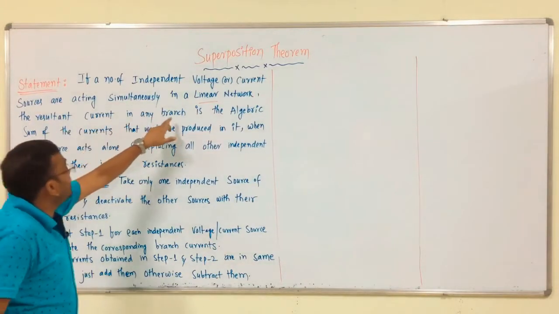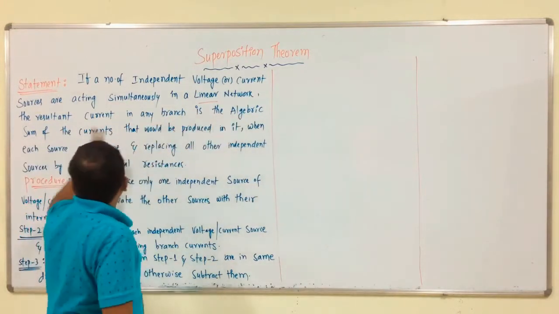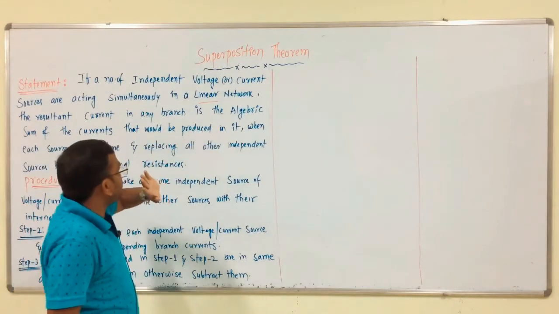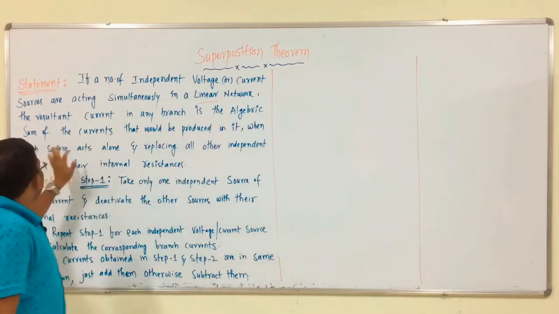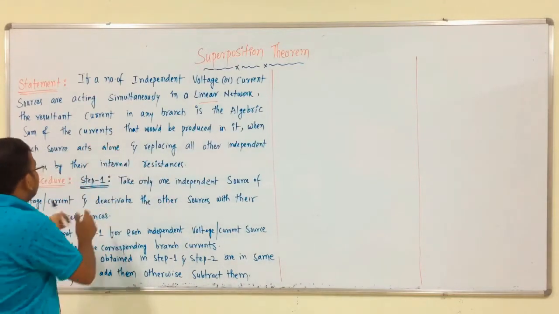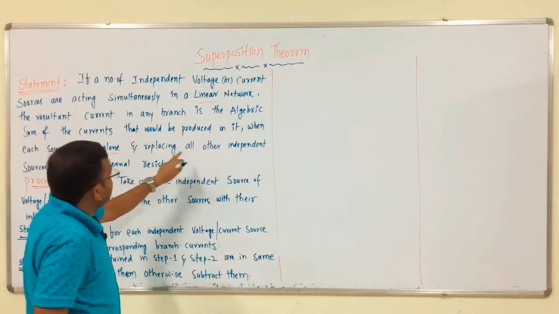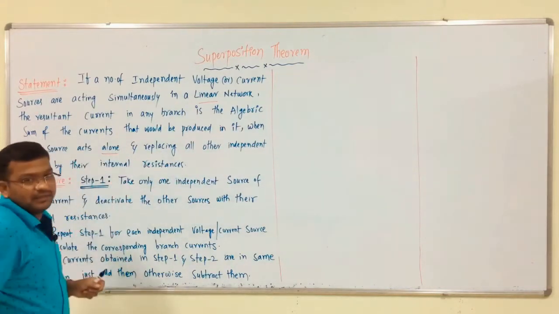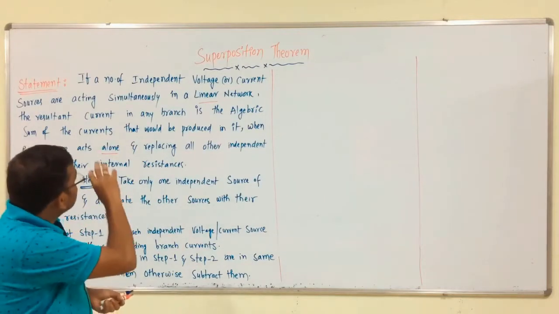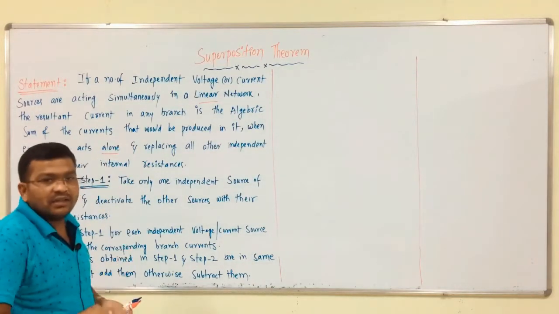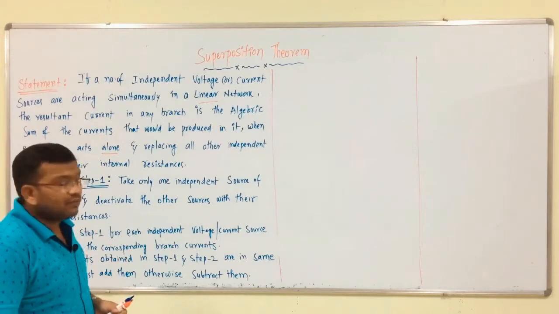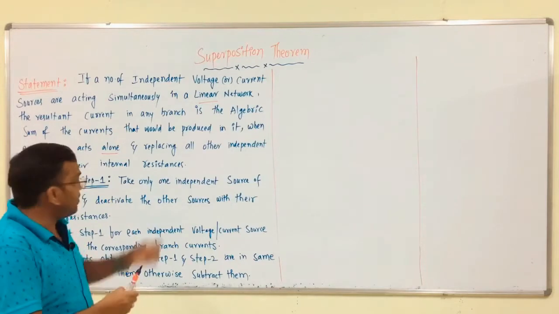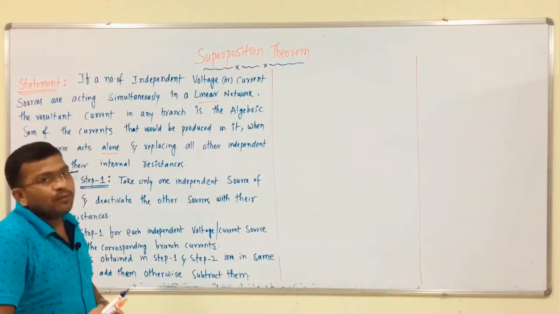the resultant current in any branch is the algebraic sum of the currents that would be produced in the circuit when each source acts alone and replacing all other independent sources by their internal resistances. So, if you read the statement like this, you will never understand the concept. That is why I am considering one example, and with respect to that example, I will explain this total procedure.